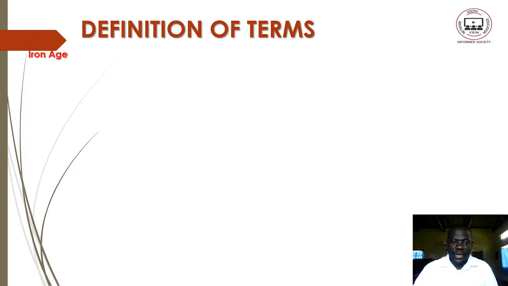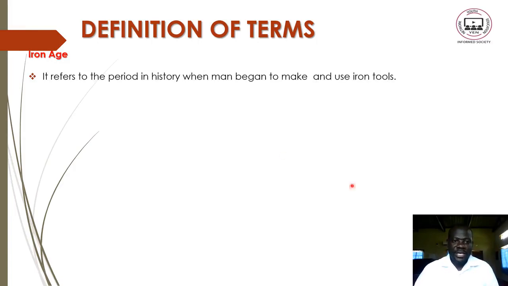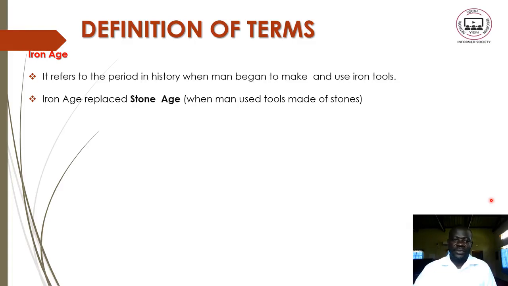Let's try to define Iron Age. Iron Age refers to the period in history when man began to make and use iron tools. So Iron Age replaced Stone Age. When we say Stone Age, it is the period when man used tools made from stones, when people were using stones for their day-to-day activities.